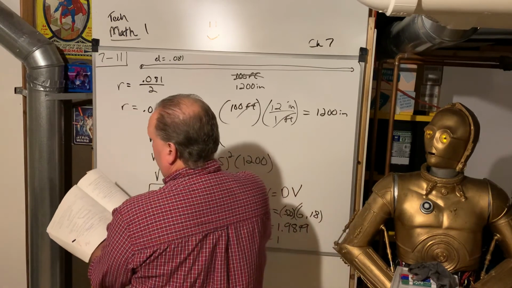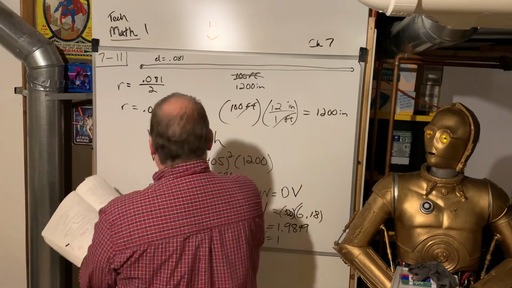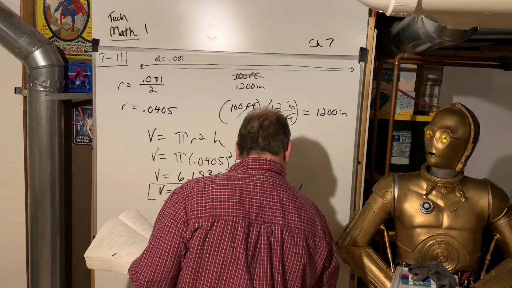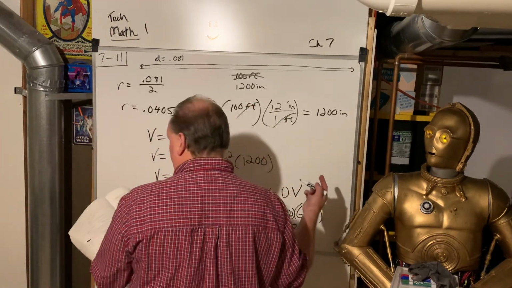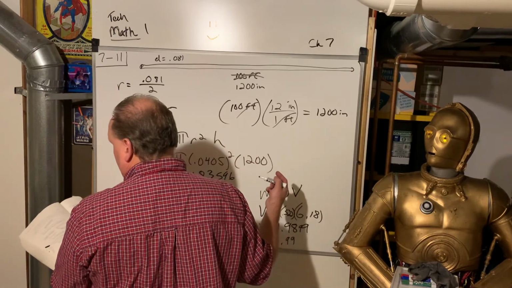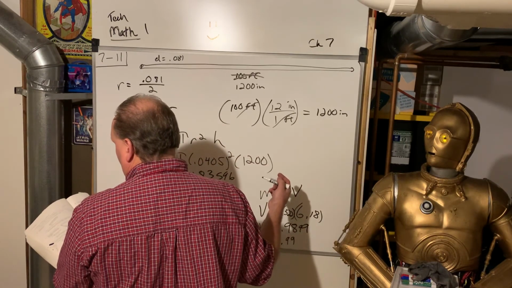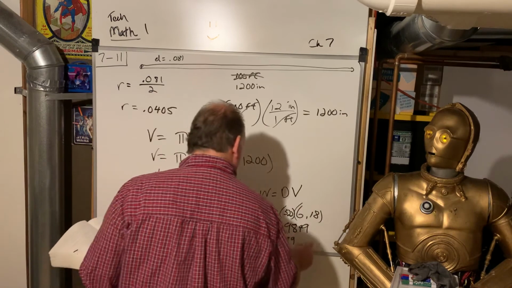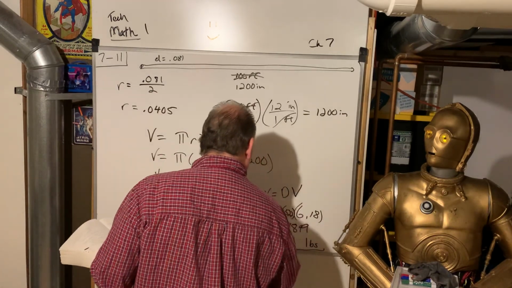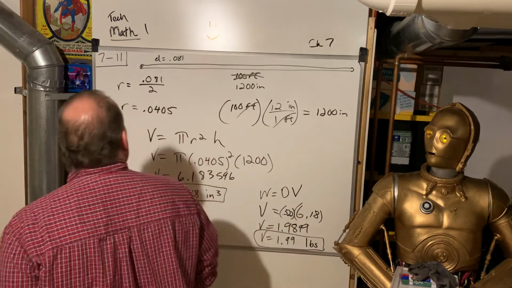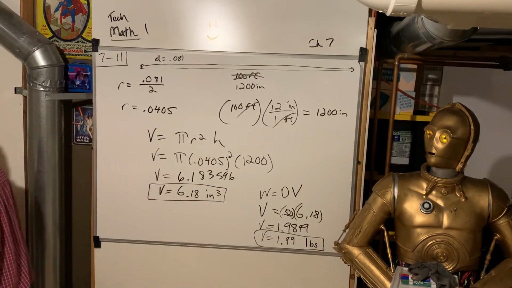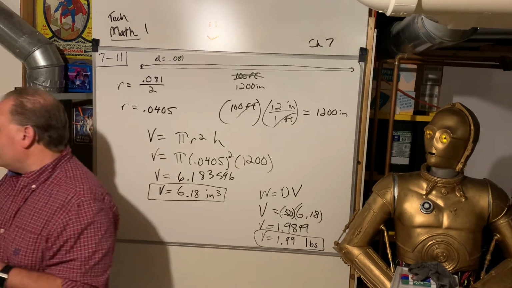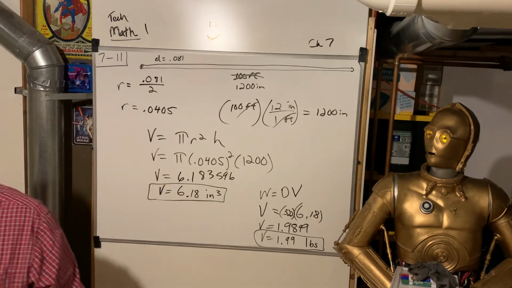Yeah, 1.99. So what are we in there? Was it in pounds? Just about 2 pounds. So 100 feet of 12 gauge copper wire is going to weigh just under 2 pounds, 1.99 pounds.